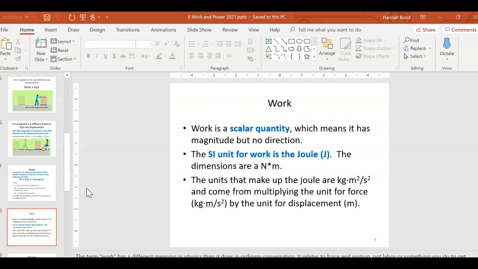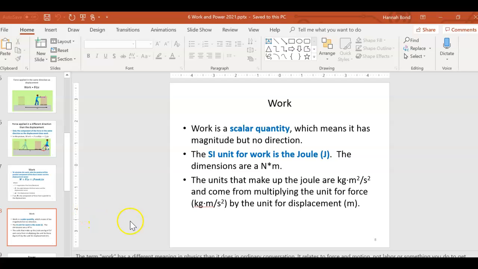Work is a scalar quantity, meaning that it has a magnitude or an amount, but it does not have a direction associated with it. And the unit for work is a joule, which is the same as the unit for measuring energy.